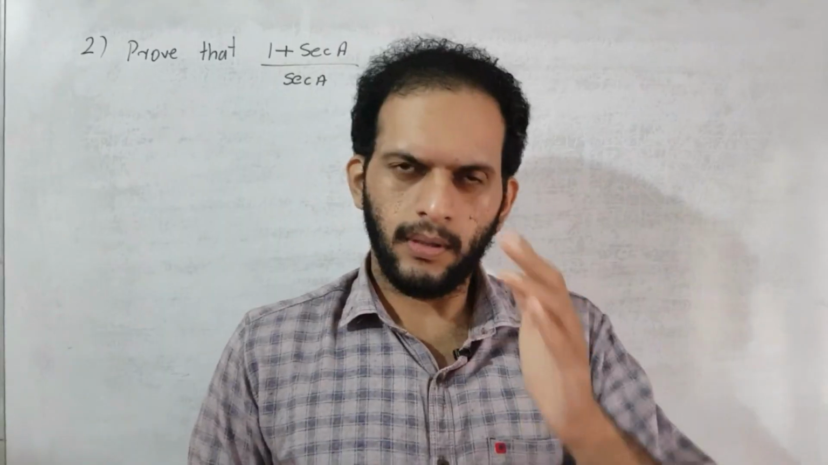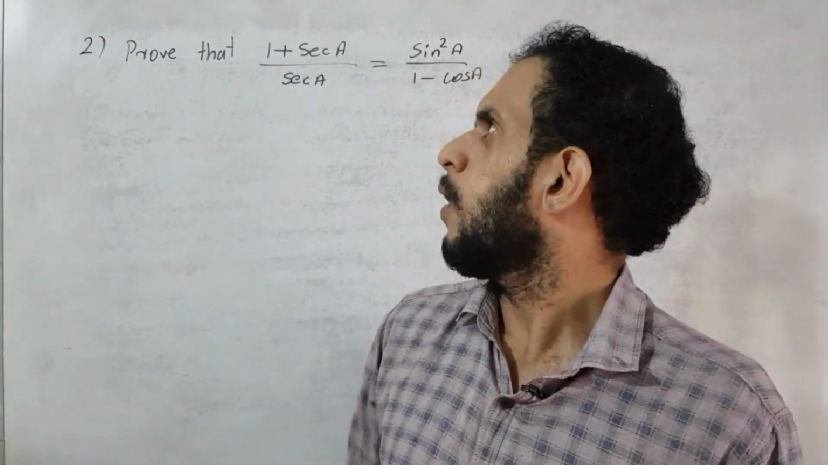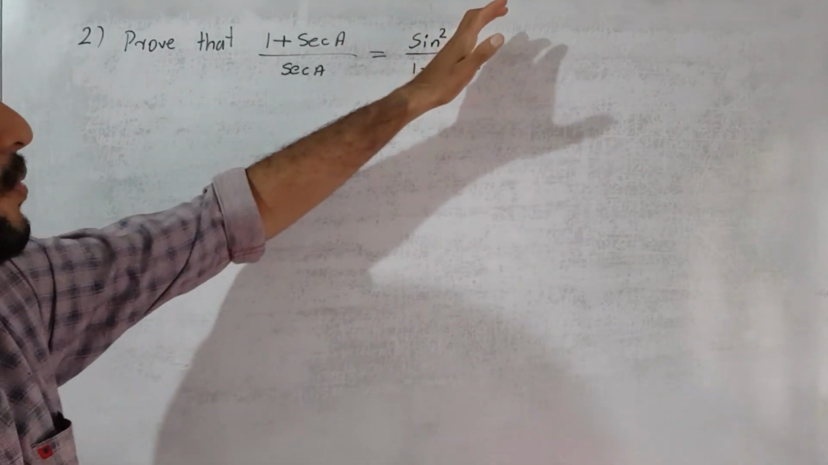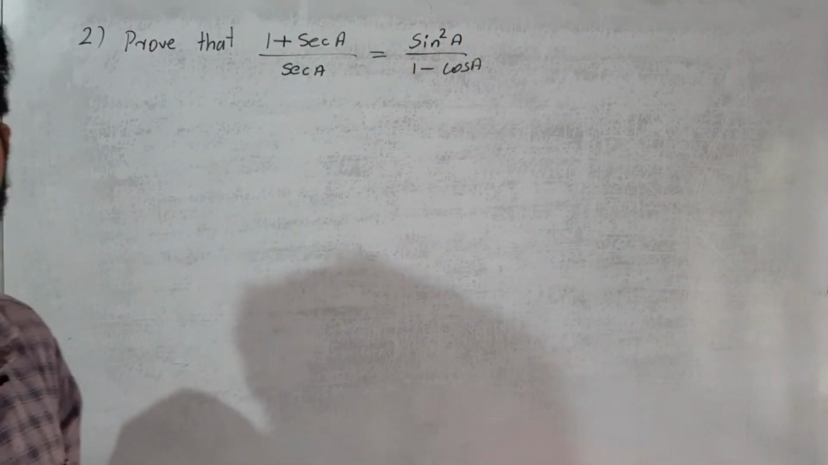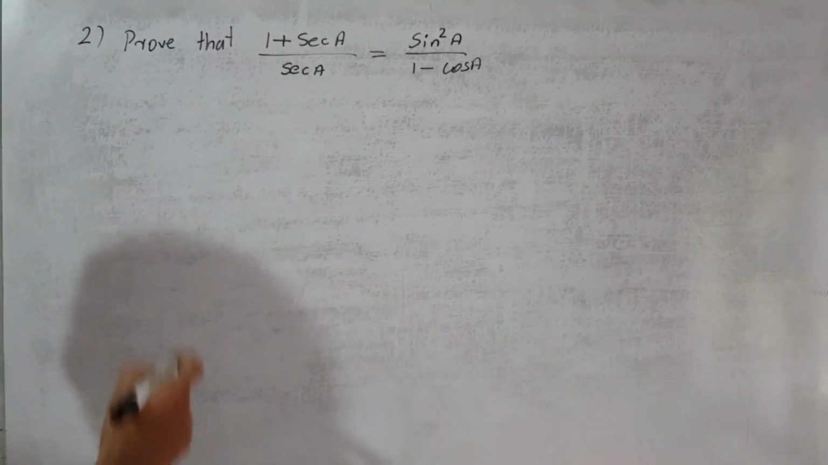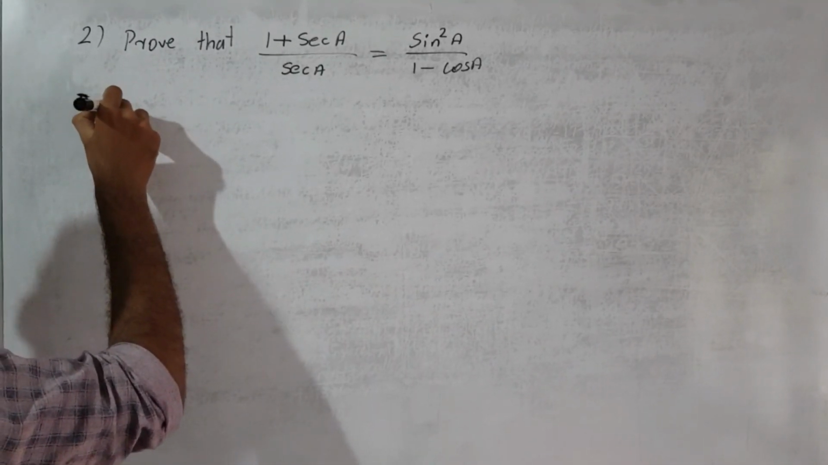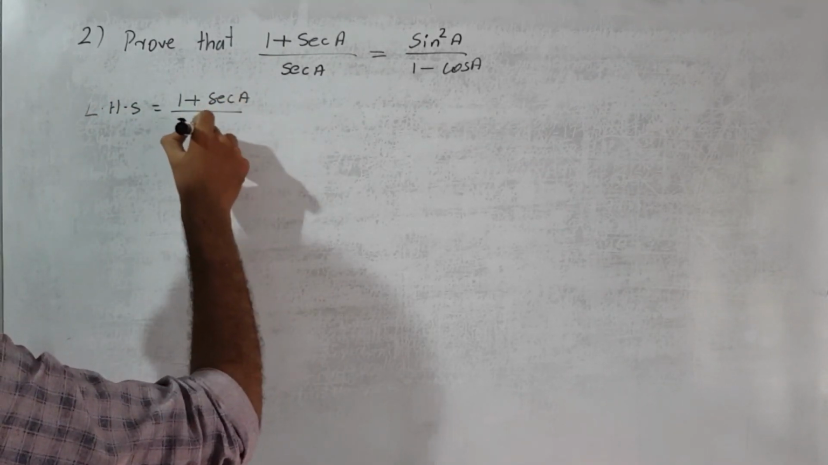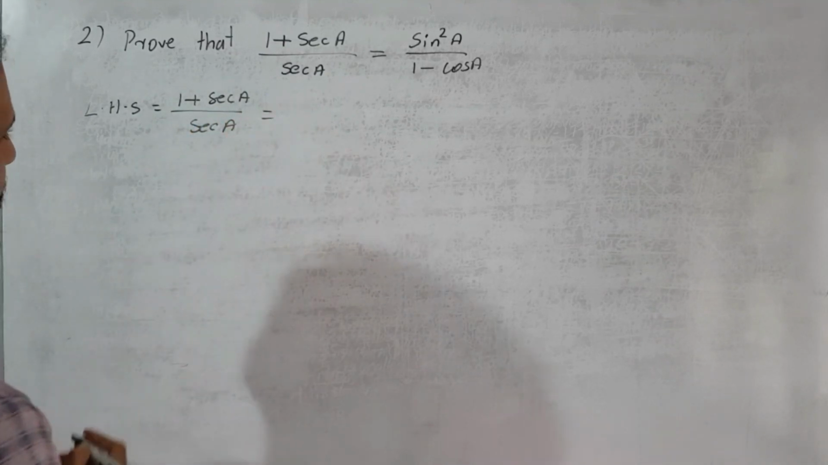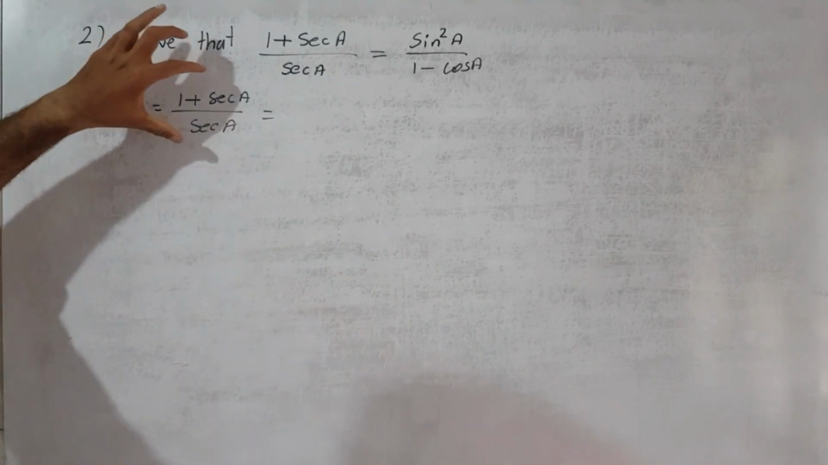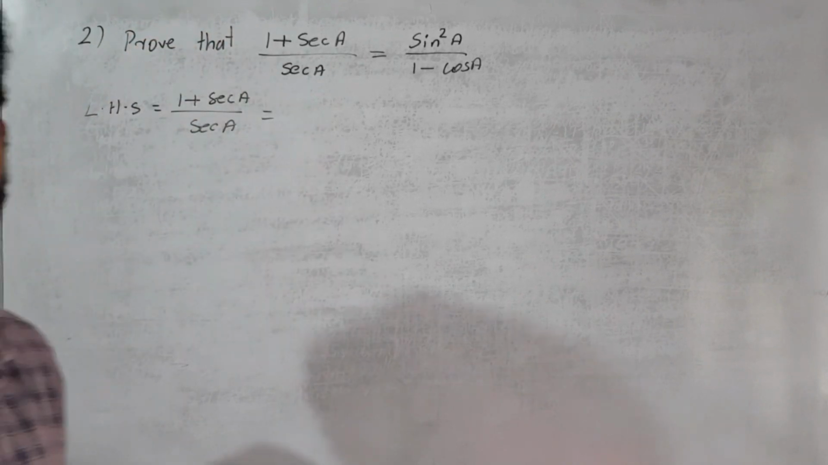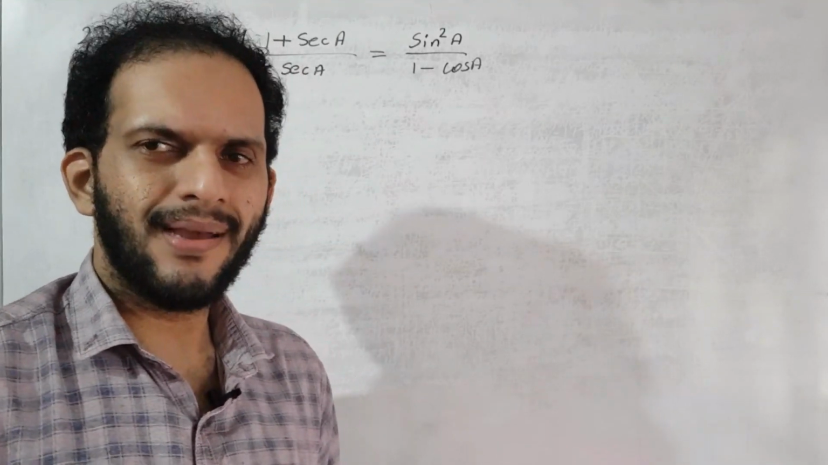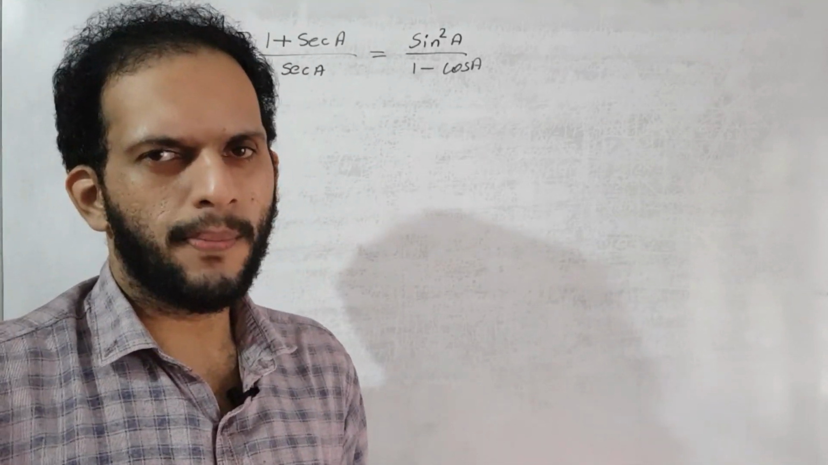Clear? The next question: prove that 1 plus cosec A by cosec A is equal to sin square A by 1 minus cos A. Okay, so as before, we start from the LHS. LHS is equal to 1 plus cosec A by cosec A. Here the ratios are cosec, it is not a base form. So we convert cosec in terms of a base form. Then how do we write cosec? Yes, cosec is 1 by sin.